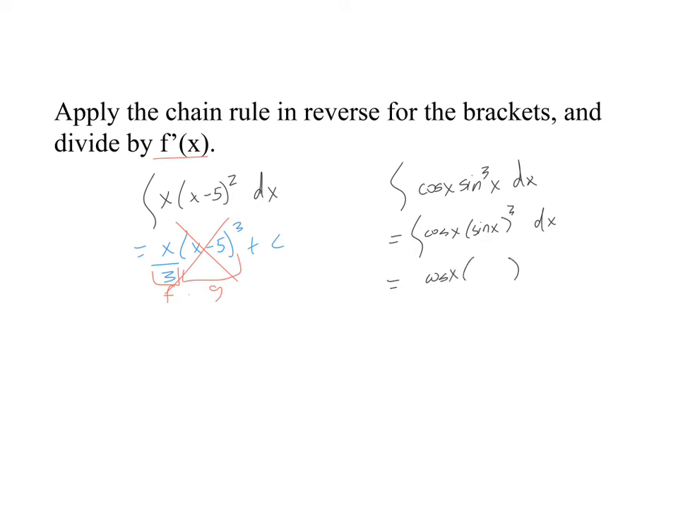We'll raise our power from sine cubed to sine to the 4th. We need to divide by 4. And we also need to divide by the derivative of sine, which is cosine. And that should be it. So you can see with this one, our final answer would be 1/4 sine to the 4th. And we can rewrite it back with the 4 on the inside. And that would be our final answer for that one.